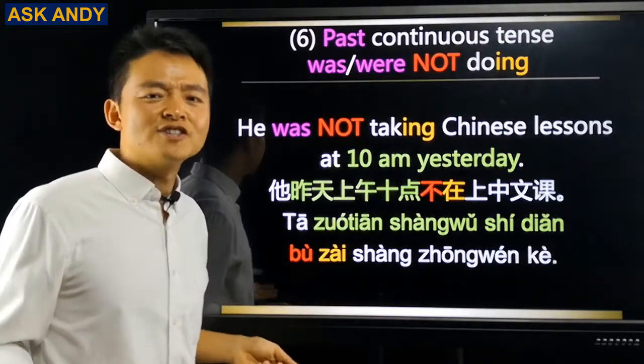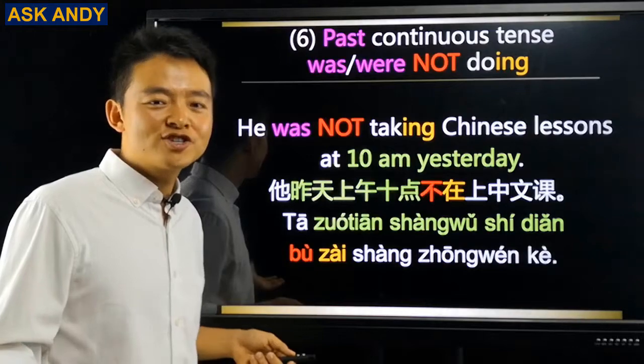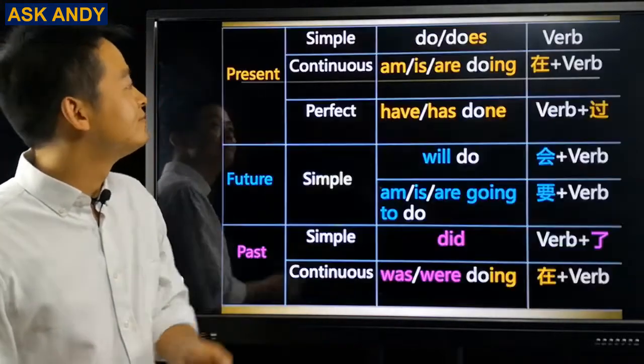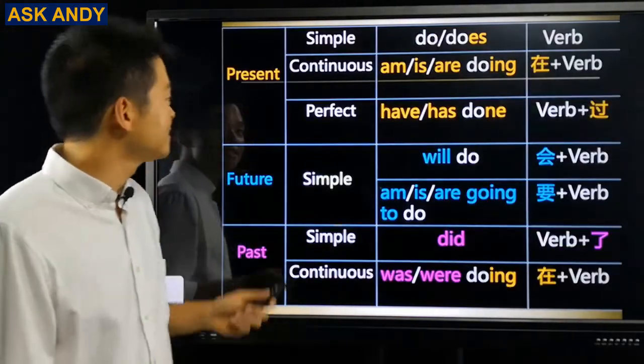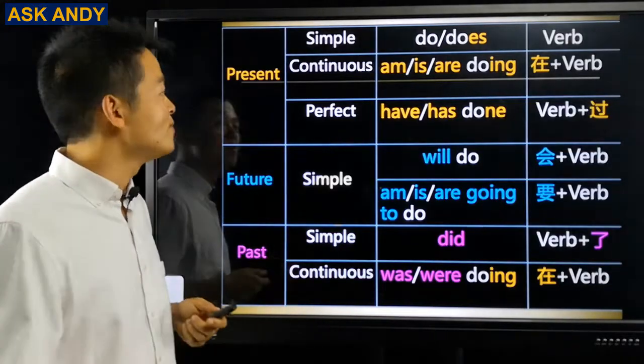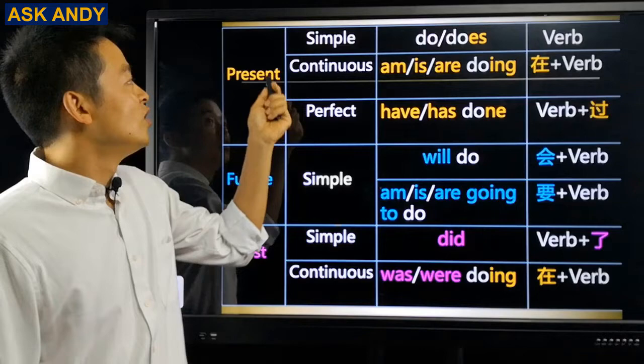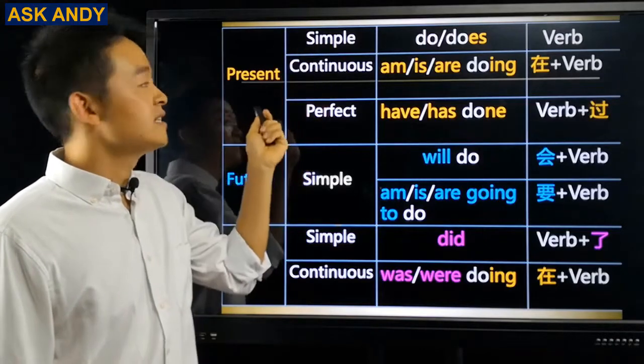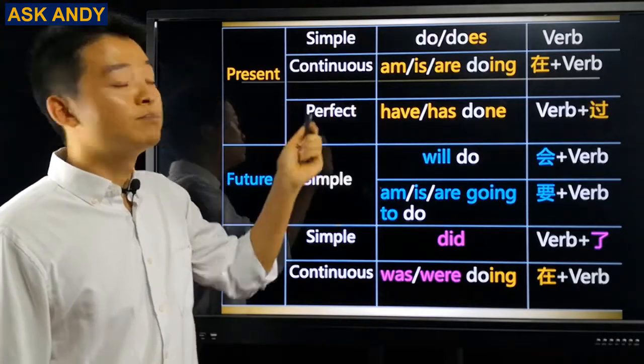Too much information. How do you remember so much? Let me summarize it for you. So we have tenses in Chinese, that is present, future, and past. Let's do it one by one. So for present tense, we have simple present, present continuous, and present perfect tense.